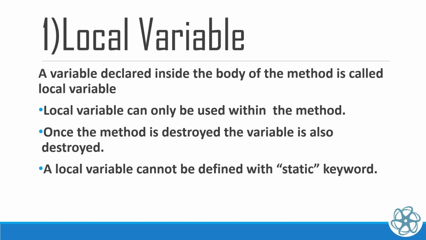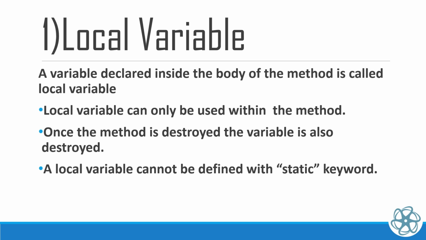Okay, so what is a local variable? A variable declared inside the body of a method is called a local variable. So if I declare some value inside some method, then it is called a local variable. In VS Code, I have declared some int a, int b, int c, all in the main method. So those are all local variables.